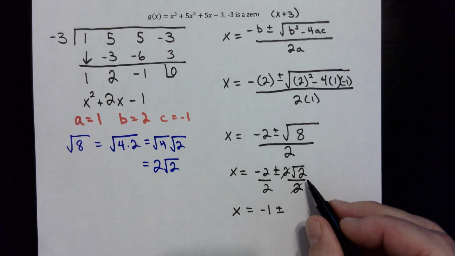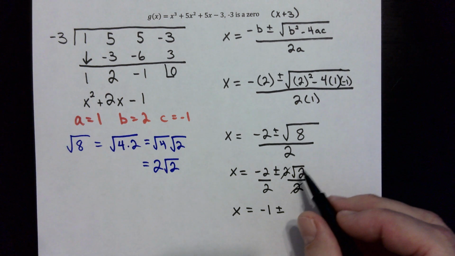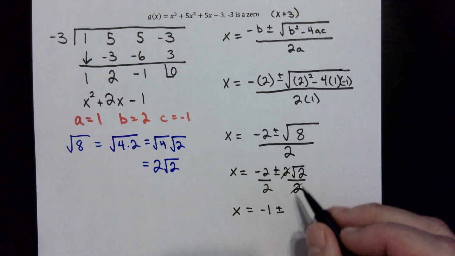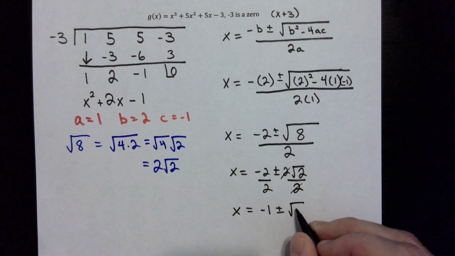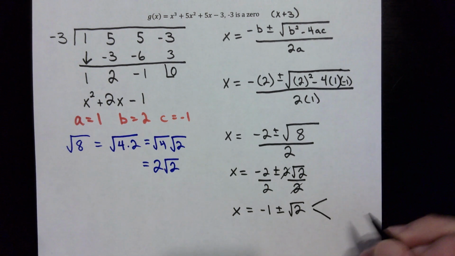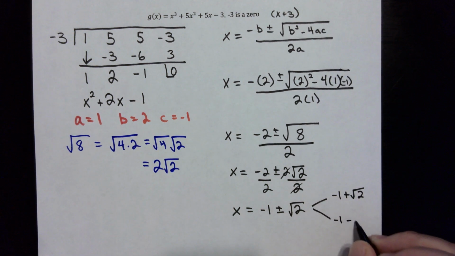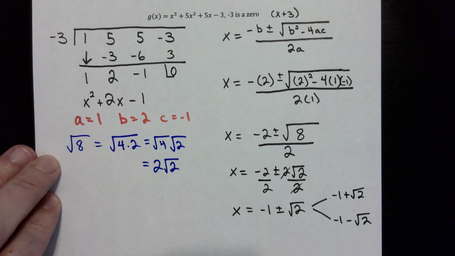You can't cancel the 2 that's underneath the square root because it's underneath the square root. Okay, this is not 2. This is the square root of 2. Okay, but you can cancel these two. Okay, so that leaves the square root of 2, which gives you two answers: -1 plus the square root of 2 and -1 minus the square root of 2. Okay, those are your other two zeros.